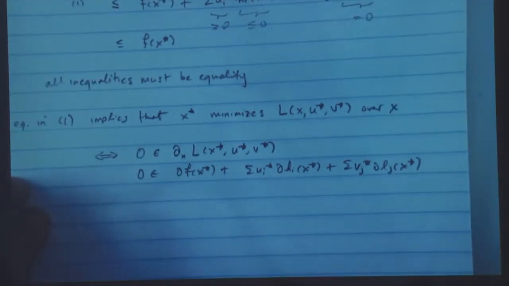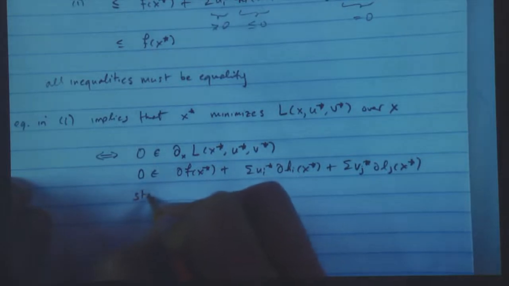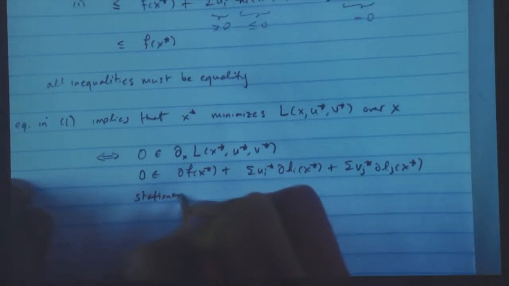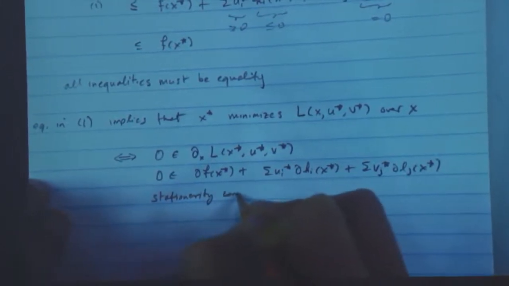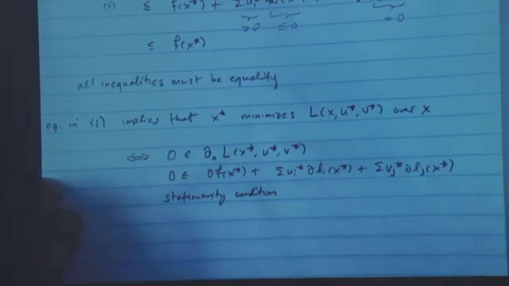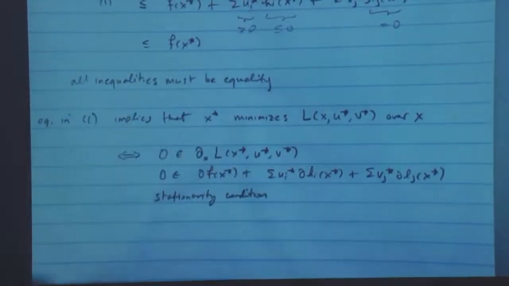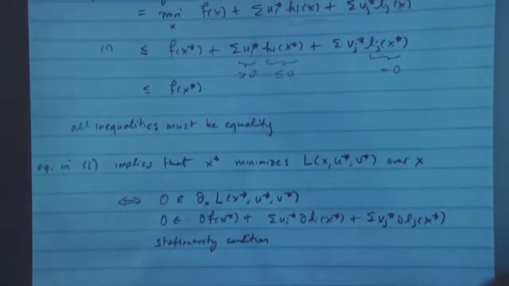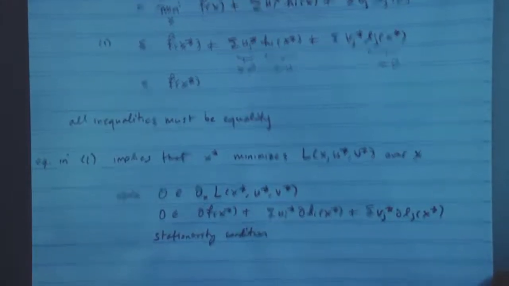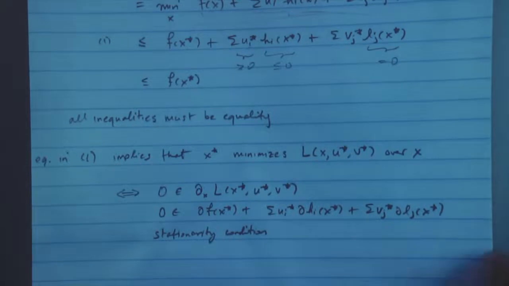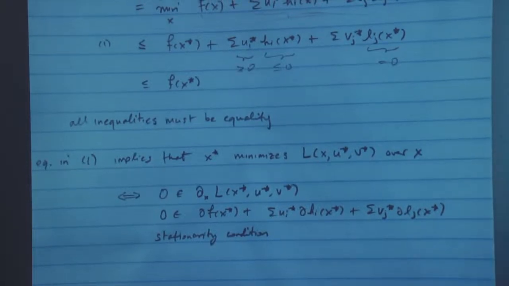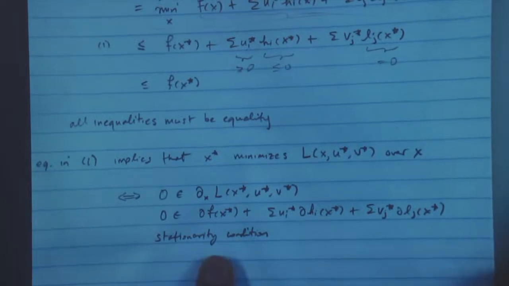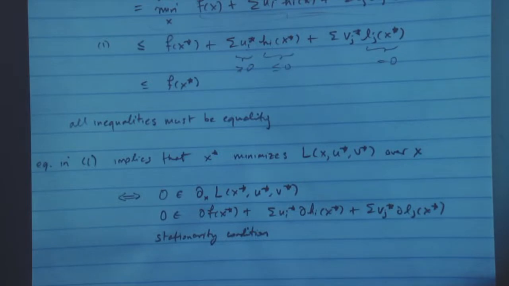Does that look familiar? That's just the stationarity condition. So equality in 1 implies the stationarity condition. Okay? So we've proved part of the KKT conditions. We've proved that if x star and u star, v star are primal and dual optimal and we have strong duality, then the stationarity condition must hold. We also want to prove that the other conditions must hold too.